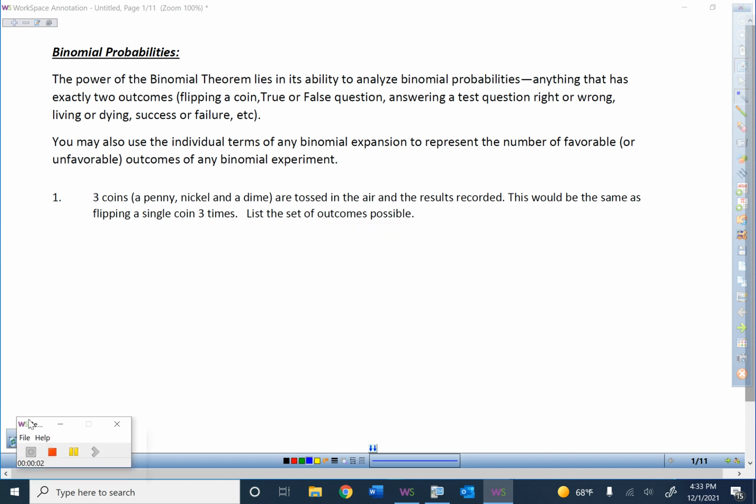Alright folks, today we're finishing up 10.2. We're going to talk about how what we did last time with Pascal's triangle actually applies to probability.